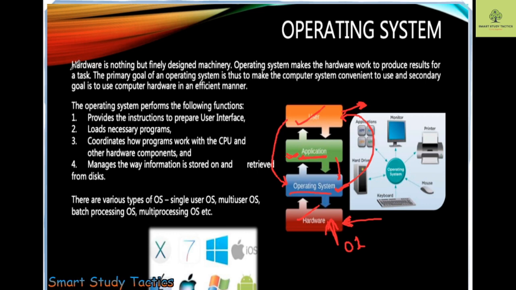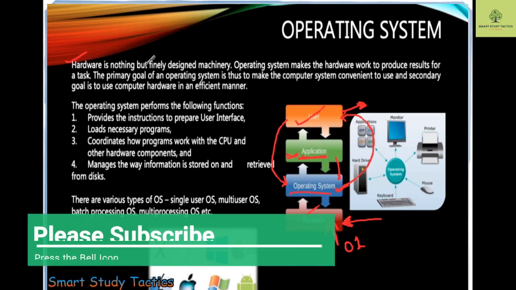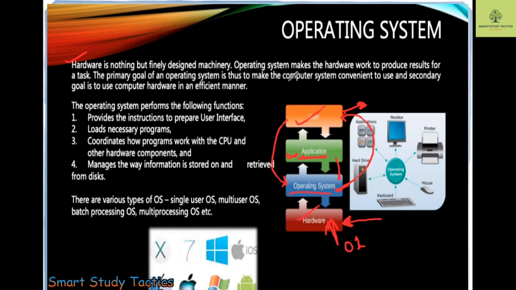So here you can go with the ideas. Hardware is nothing but finally designed machinery. Operating system makes the hardware work to produce results for a task. Okay, the primary goal of the operating system is just to make the computer system convenient to use, and the secondary goal is to use computer hardware in an efficient manner, meaning how you can use the computer system part. These are the two basic goals of the operating system.